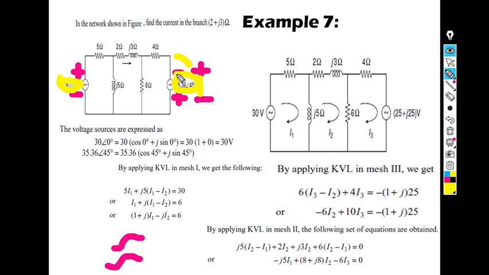Now how to represent? This is the main factor. You can see that this is written as 30 angle 0 degree volt. This is written as 35.36 angle 45 degree volt. This is the main factor that you have to remember. You cannot take only 30, or only 35.36, because in basic electrical you should know what a phasor diagram is.